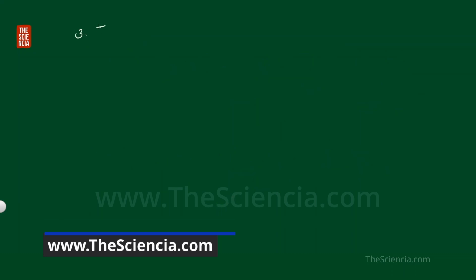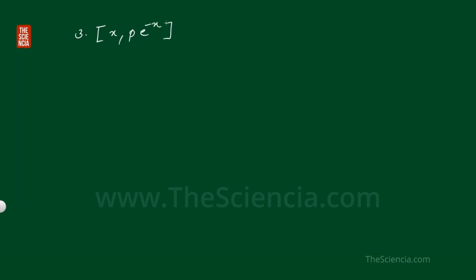Third one: x comma p e raised to minus x. So we have to expand first, that is [x, p] e^(−x) plus p [x, e^(−x)]. This is a function of x and x, so this will be equal to 0. And here we know the commutator bracket of x and p is equal to iħ, so we get iħ e^(−x).